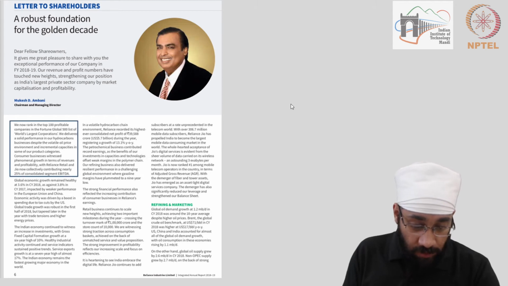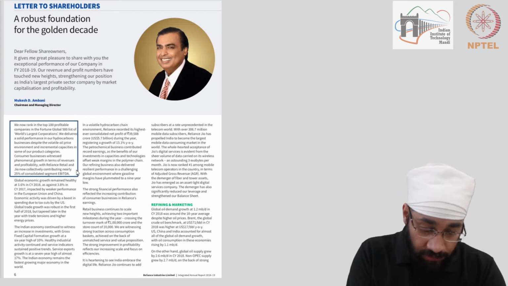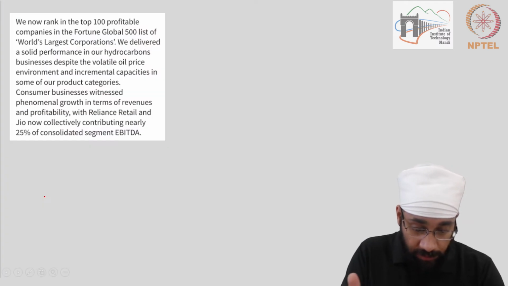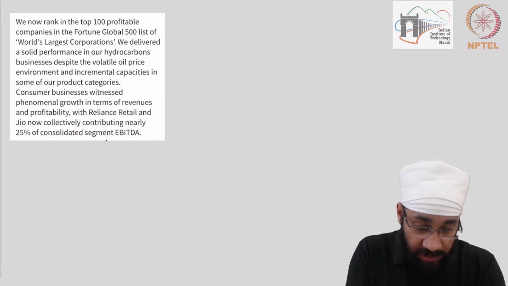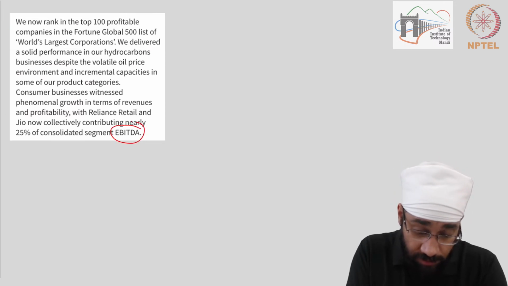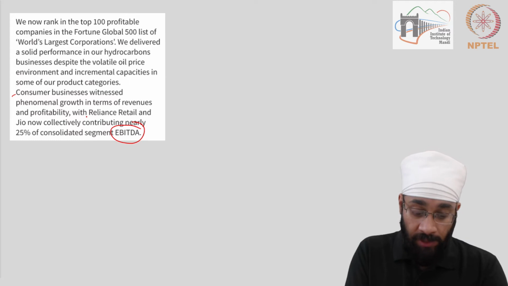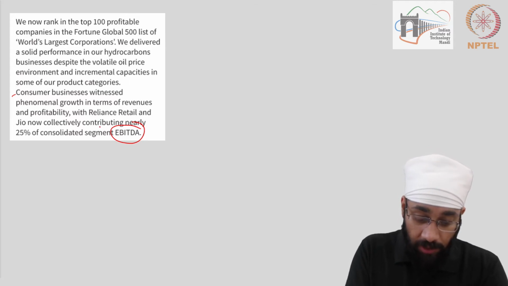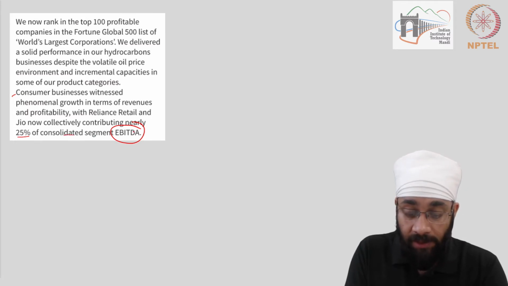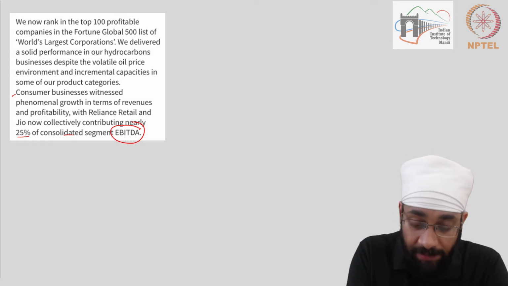Okay, let me first look at this section. In the first paragraph, there are some terms being used. Let me zoom into it. This is what this text says. Now, there's a lot of other text, but I want you to focus on this term here. So he says consumer business witnessed phenomenal growth in terms of revenues and profitability, with Reliance Retail and Jio now collectively contributing nearly 25% of the consolidated segment EBITDA. Now, what is this? This is called EBITDA.